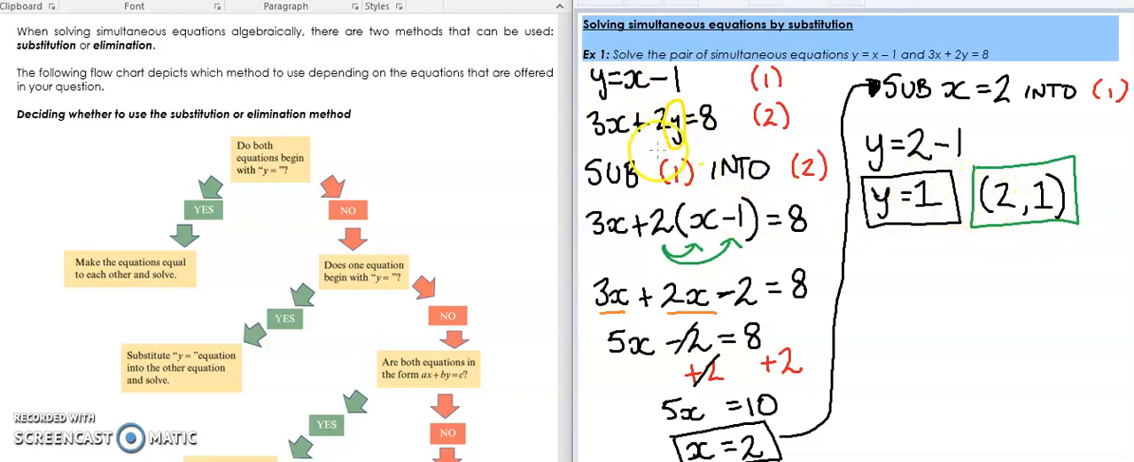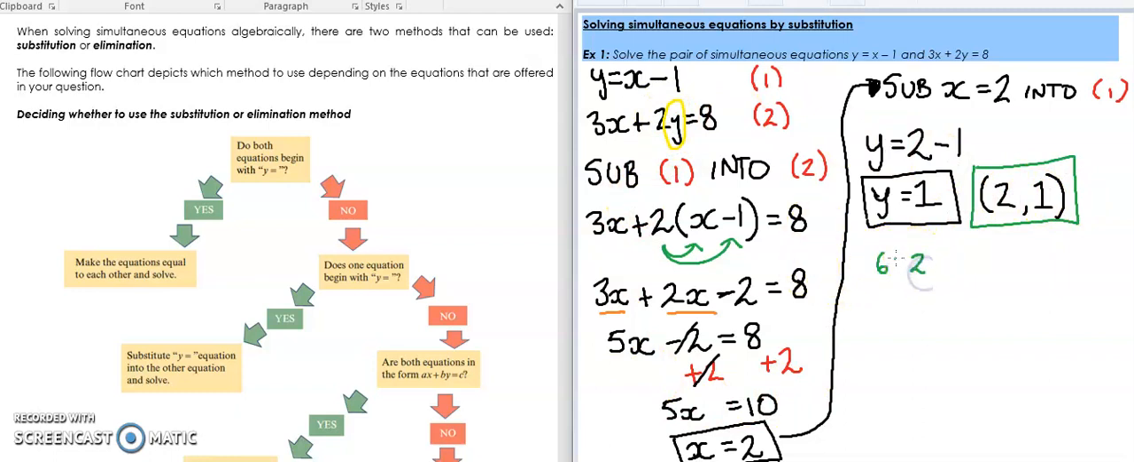But more importantly, let's work this second equation out. What is 3 times x? What was it? x is 2. What is 3 times 2? That will give me 6. And what is 2 times 1? That will give me 2.